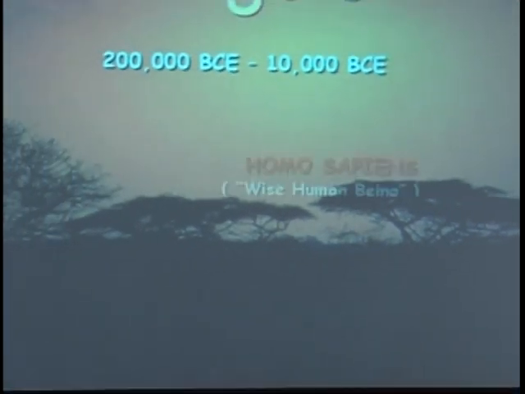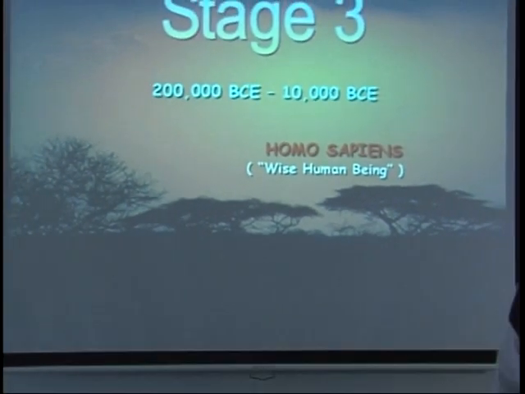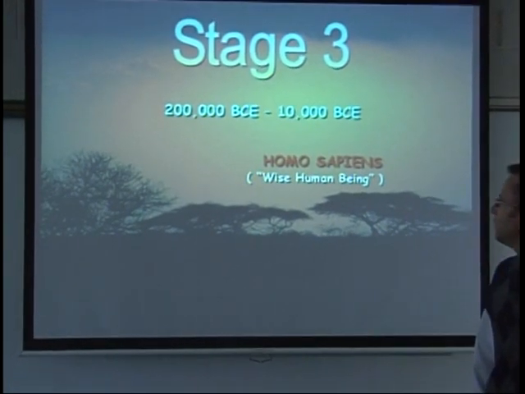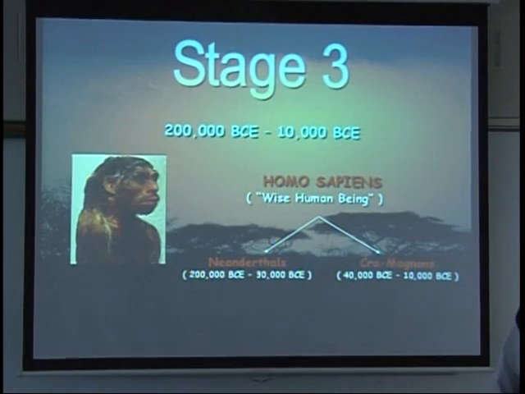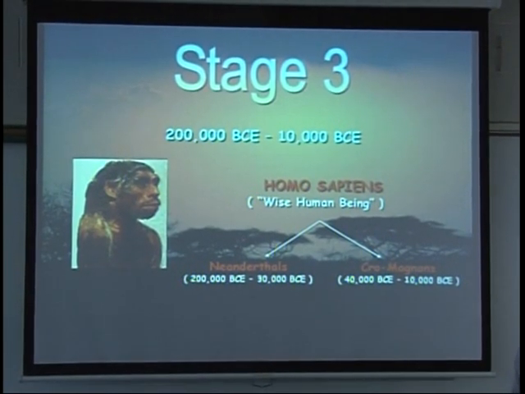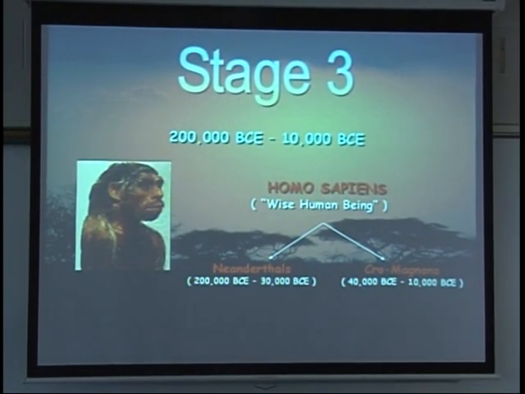Stage 3, from about 200,000 years ago to about 10,000 BC. And these are Homo sapiens, or modern man, a wise human being. There they are. From there, they broke off into two branches, the Neanderthals and the Cro-Magnon man.